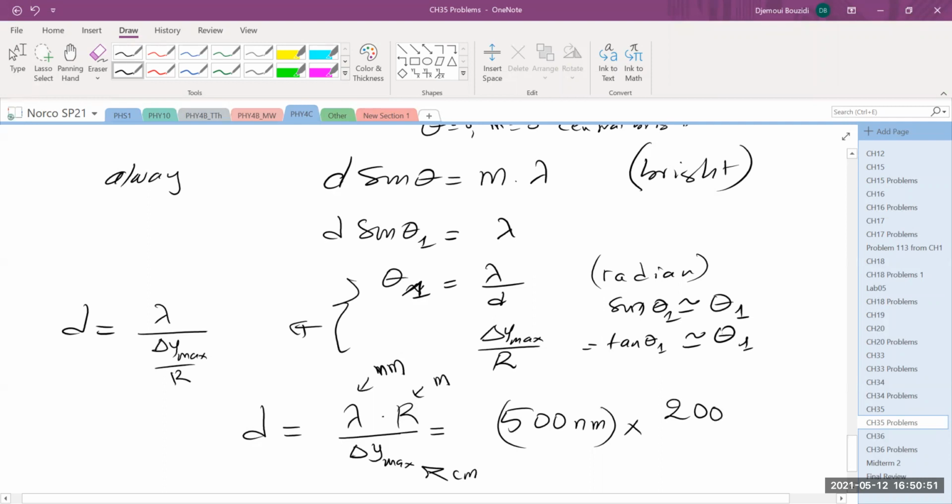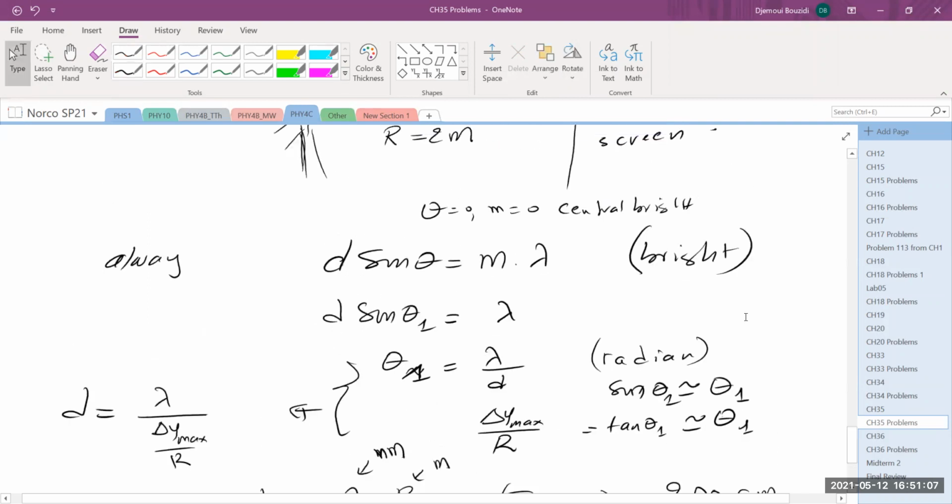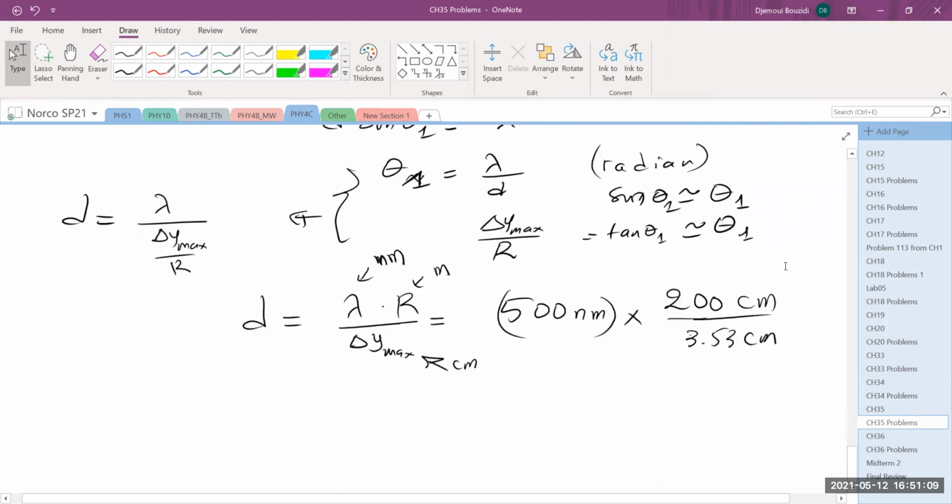Did I make a mistake in the calculation? No, it's good. 200 centimeters, that's where R is, and divide that by delta Y max, which is 3.53 centimeters. That is basically all we have in this problem. So from here, we have D, the separation between the slits. We need that separation. So let's do the math.